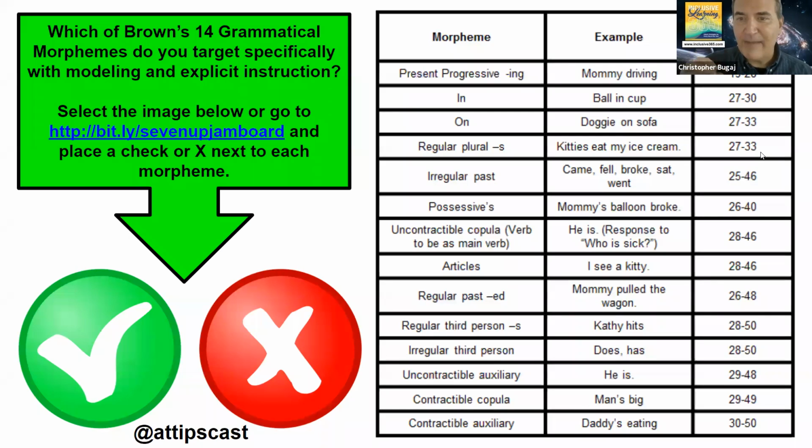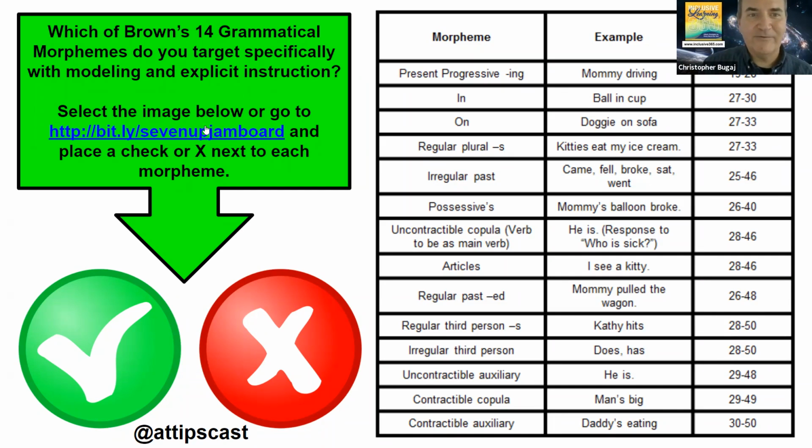Students at this age have mastered these things. So look at that. Irregular past tense verbs are somewhere between 25 and 46 months, which is, again, somewhere between 2 and 4 years of age, right? The ing ending is mastered before the age of 2. Most students are mastering this.